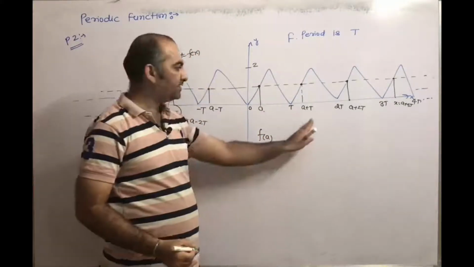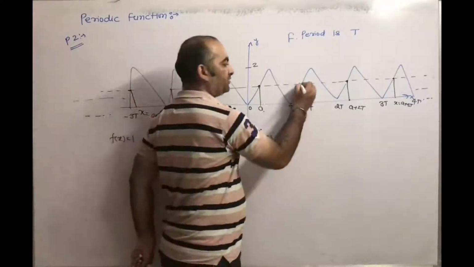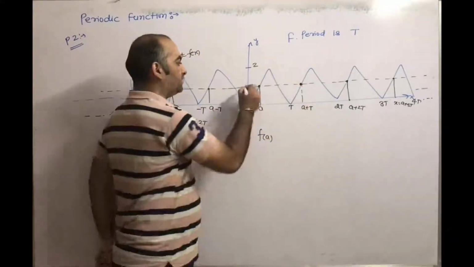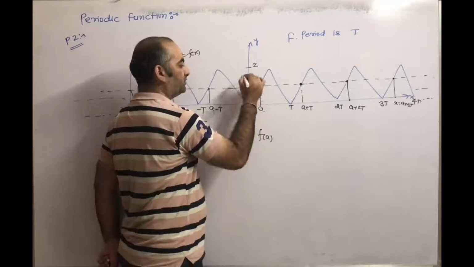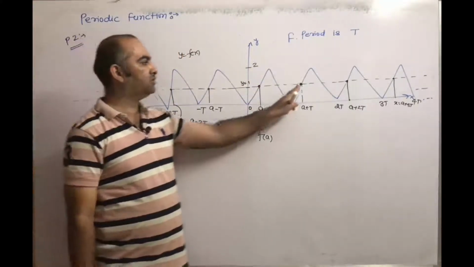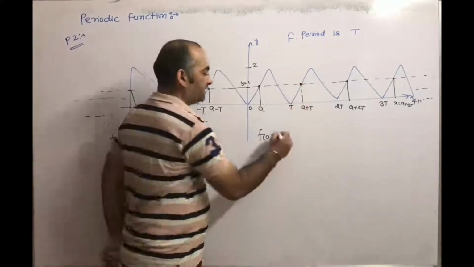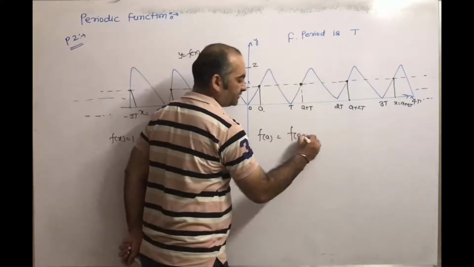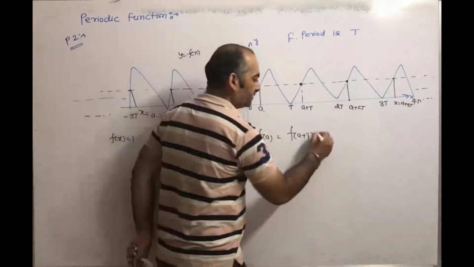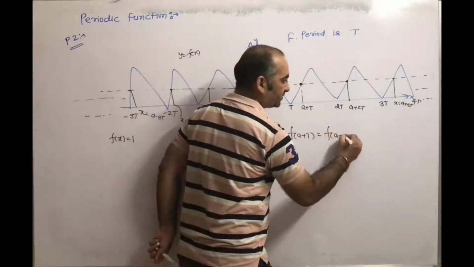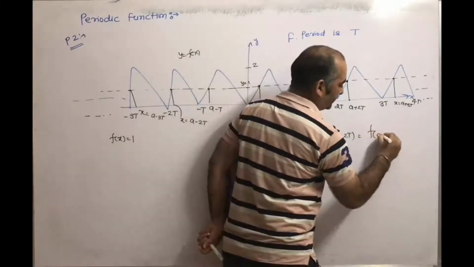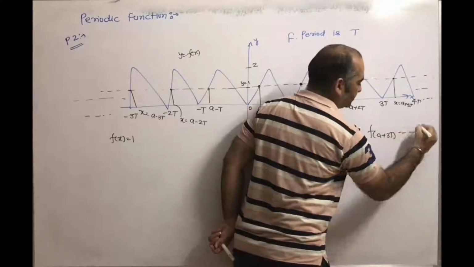Okay, so this value we can say is f of a. Then at a plus t you are getting this value, and you can see this value and this value, both values are the same only, because this is y equal to 1. So here also y equal to 1 will come. So we can say this is equal to f of a plus t. Similarly, f of a plus 2t also the same will come. This is f of a plus 2t. Okay, this is equal to f of a plus 3t, and so on.